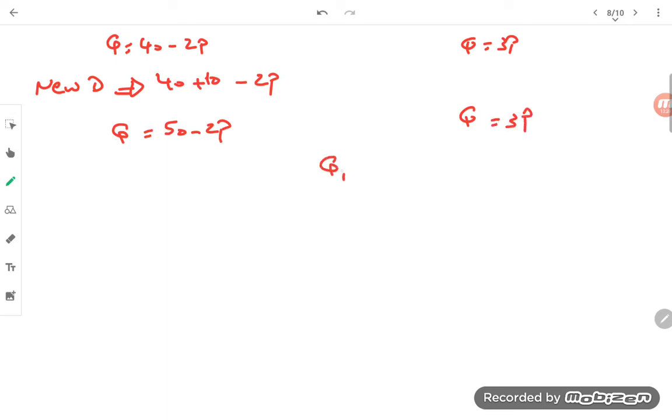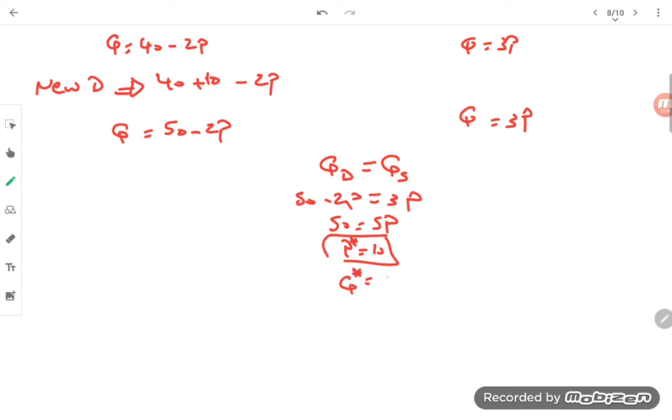We have to find the equilibrium. Equilibrium will be achieved when QD equals QS. So 50 minus 2P equals 3P, so it's 50 equals 5P. Equilibrium price is 10. Substitute in QD or QS to find the equilibrium quantity. It's 3 multiplied by 10, which is 30. So this is the equilibrium quantity.